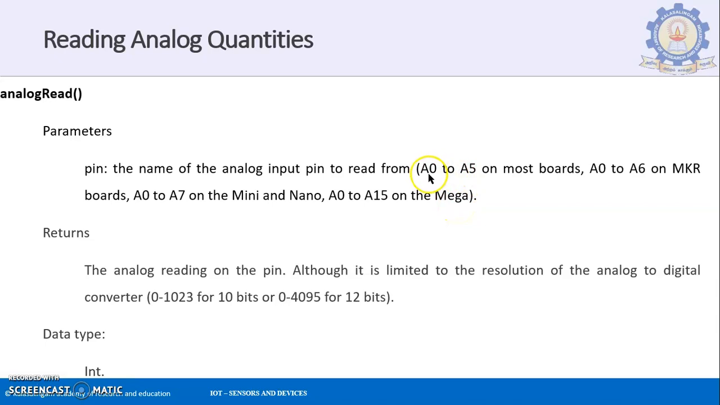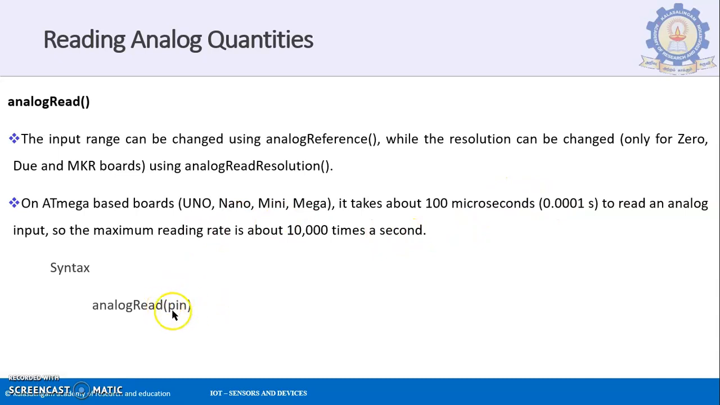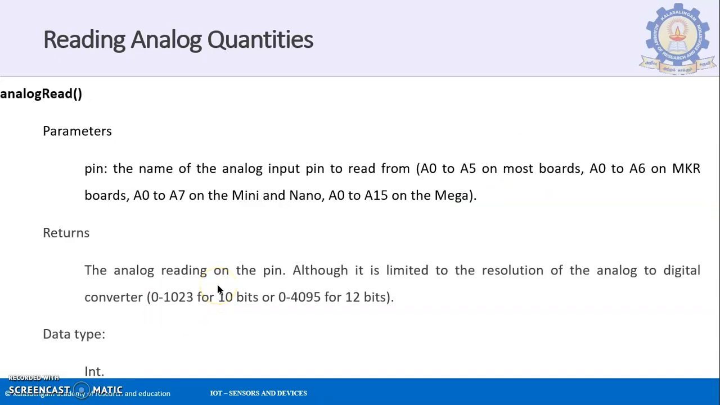So you will be specifying either A0, A1, A2, A3, A4, A5, A6. Either of those values will be specified in this pin over here, whichever pin you connected it to. Next, you will return the value. What does it return? The analog reading of the pin, although it is limited to the resolution of the analog to digital converter: 0 to 1023 for 10 bits, or if you have an A to D converter of 12 bits, it is restricted to 0 to 4095. Okay, so 4096 is 2 power 12, so it is restricted to that particular value here. So 2 power 11 is 2048 and so on. And what is the data type over here? It is an integer data type.